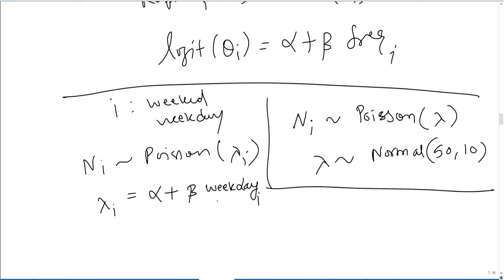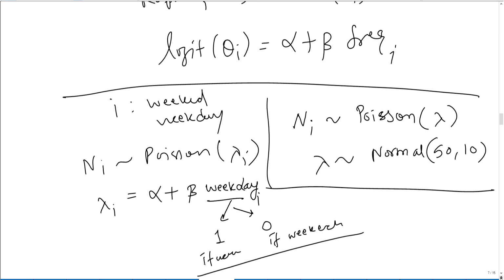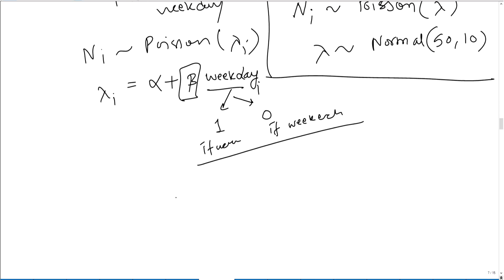Okay. So, by the way, this predictor will take value 1 if it is a weekday, and 0 if it is a weekend, or 1 and minus 1, whatever you want to choose. So, the model should predict a positive estimate for beta. Your hypothesis predicts that beta should be positive, because if it is a weekday, the number of road accidents would be higher.